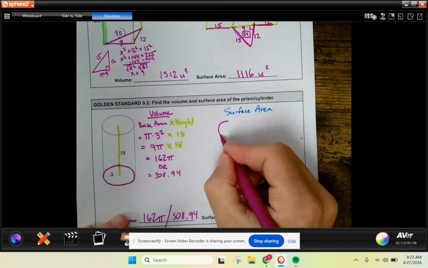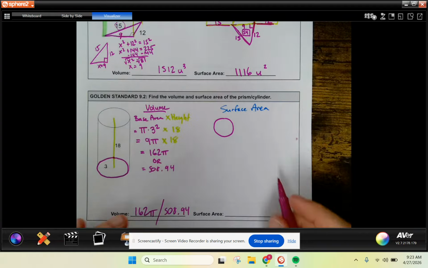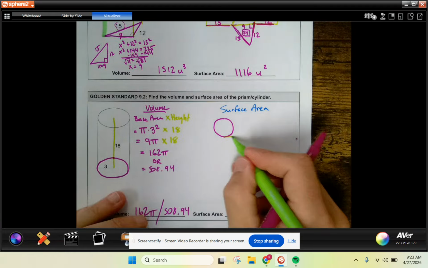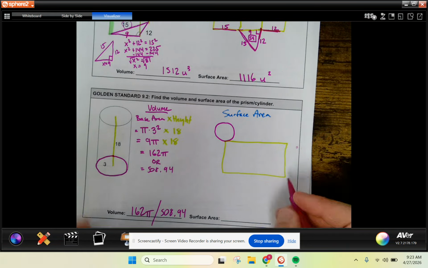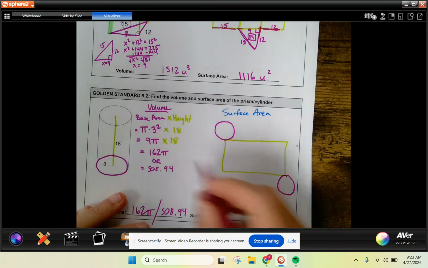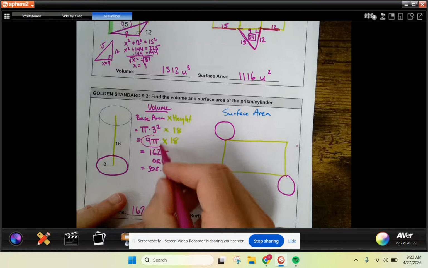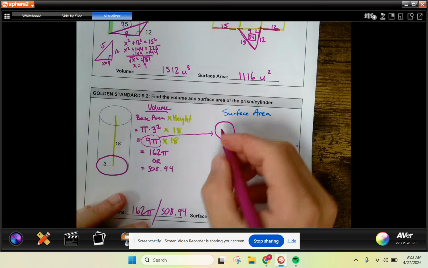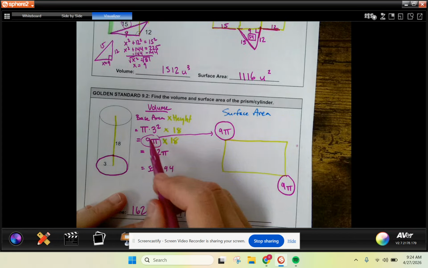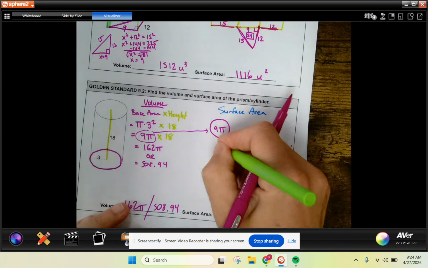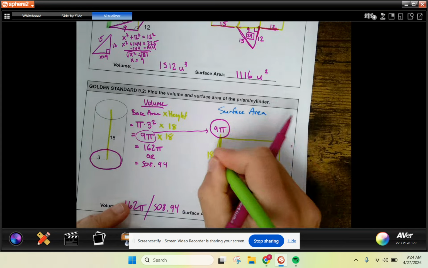So I'm going to draw my circles. With, between them, the cylinder unwraps to form this rectangle. All right. Now, I know the area of a circle is 9 pi. Those are both 9 pi. I got that from back here. Pi times the radius squared gives me the area of the circle. I know my height, the distance between the circles, is 18. That comes from right here.